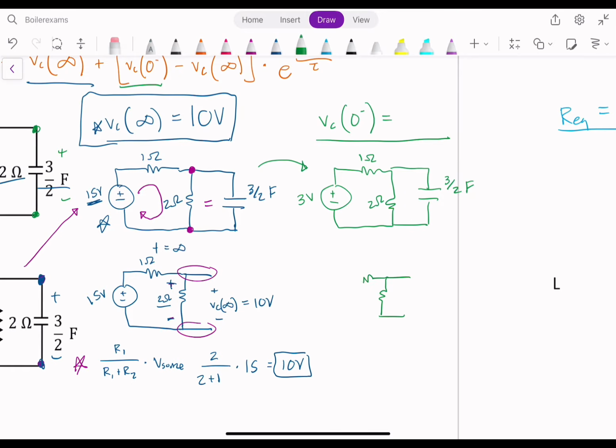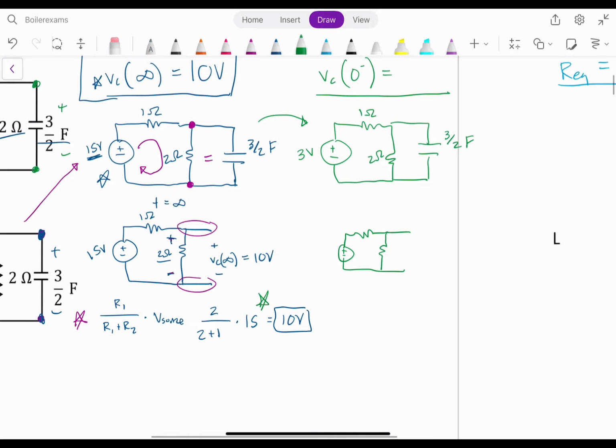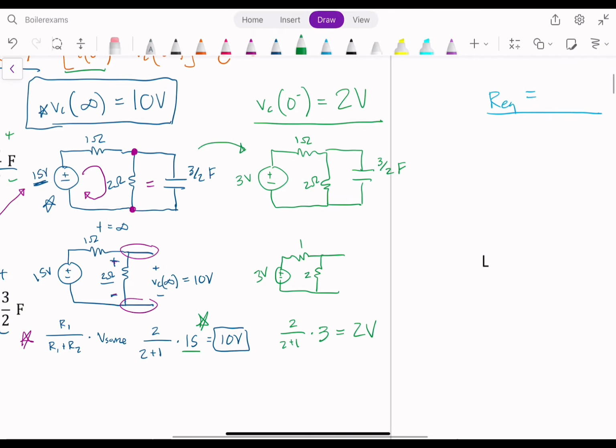Right, we have our resistors, but they're now with this 3-volt source. And so we're going to perform voltage division again. But it's going to be 2 divided by 2 plus 1 times a 3-volt source now. So 3 times 2 divided by 2 plus 1, that's 3. That's 2 volts, right? And so, enough said.